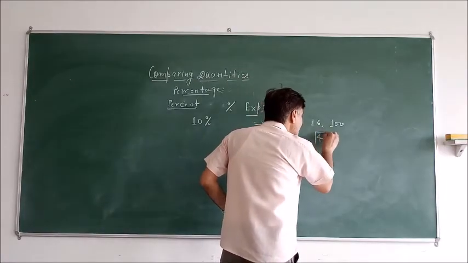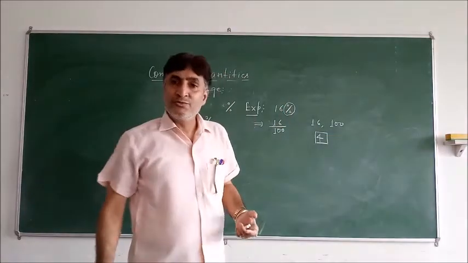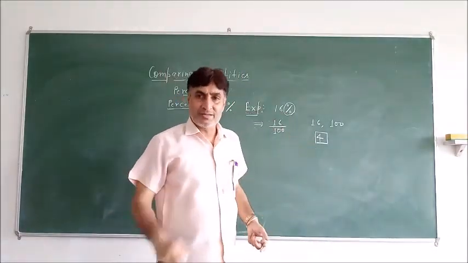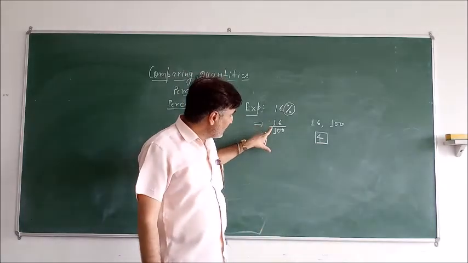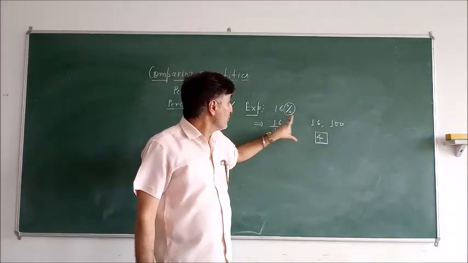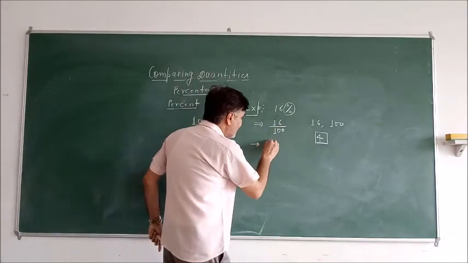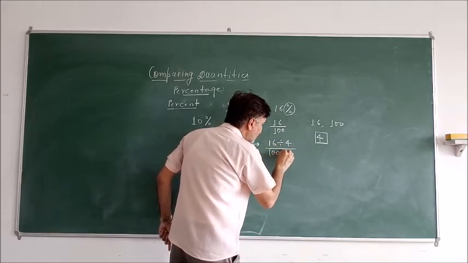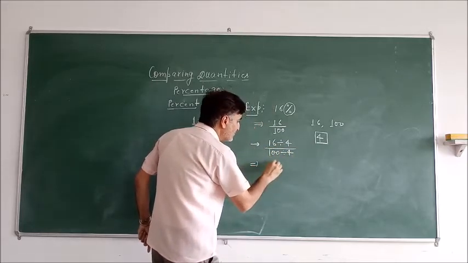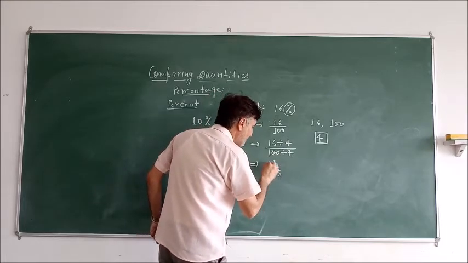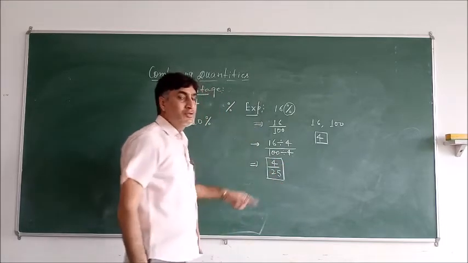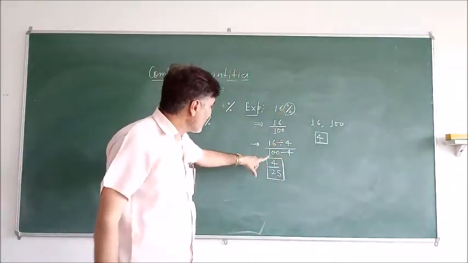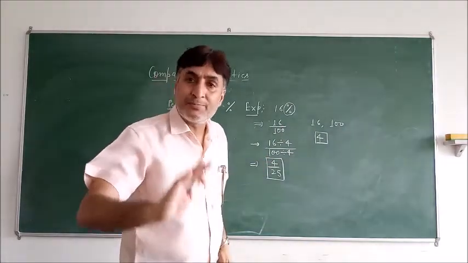We can find the HCF of these given numbers using any method, whether that is the prime factorization method or the long division method. Now we divide the numerator and denominator by the HCF of both numbers, like this: 16 divided by 4 and 100 also divided by 4, and it becomes 4 upon 25. Now the HCF of numerator and denominator is 1. That's why this fraction is now in its simplest form.